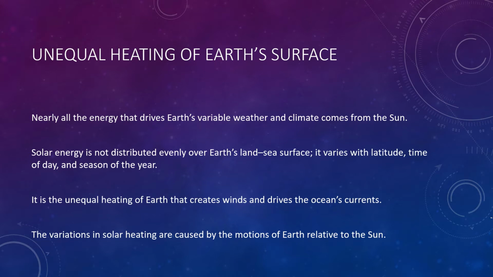So, to understand how the atmosphere's dynamic weather machine works, we must first know why different latitudes receive varying quantities of solar energy, and why the amount of solar energy changes to produce the seasons. As we will see, these variations in solar heating are caused by motions of the Earth relative to the sun, and by variations in the Earth's land-sea surface.